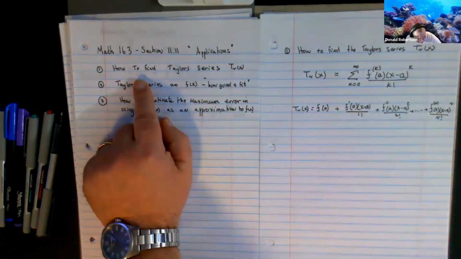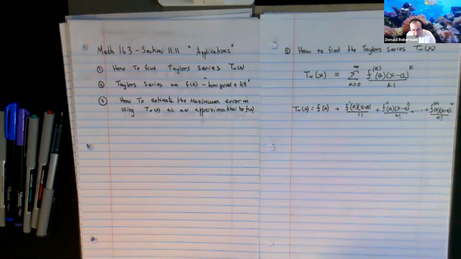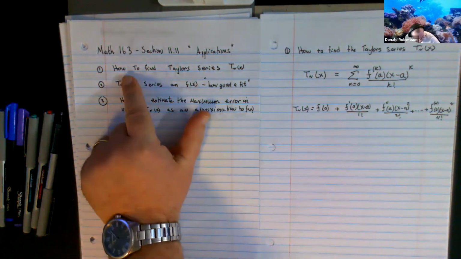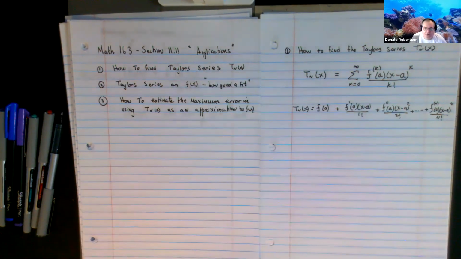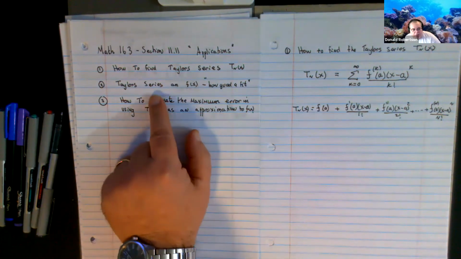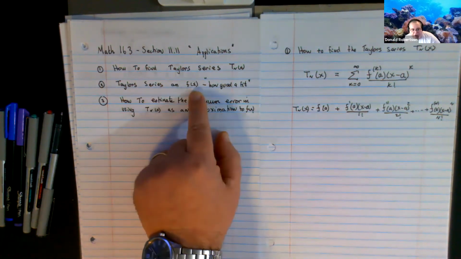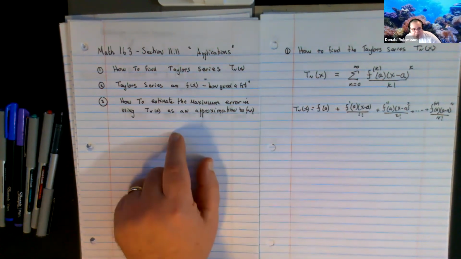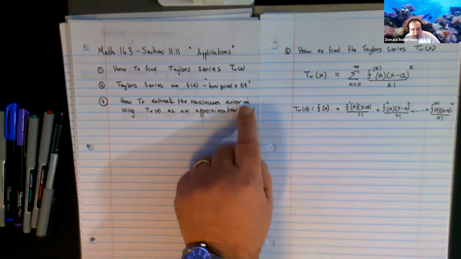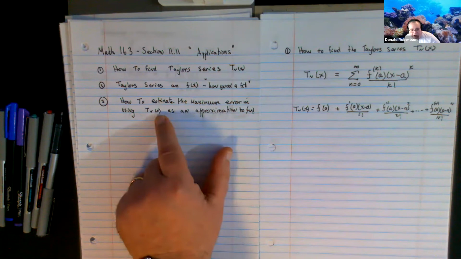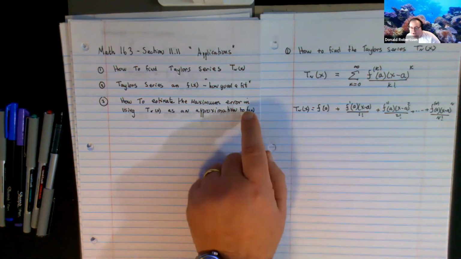And we're going to look at applications. We're going to look at essentially three things. We're going to look at how you find a Taylor series, the Tn of x, as they're called. Look at how good a fit a Taylor series is to a function, and how to estimate the maximum error in using Tn of x as an approximation to f of x.